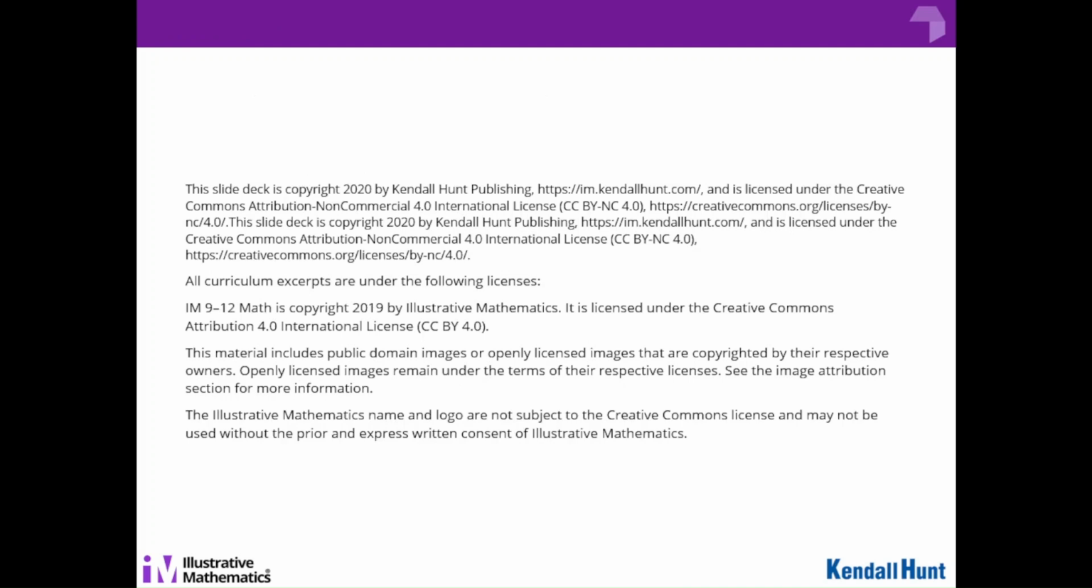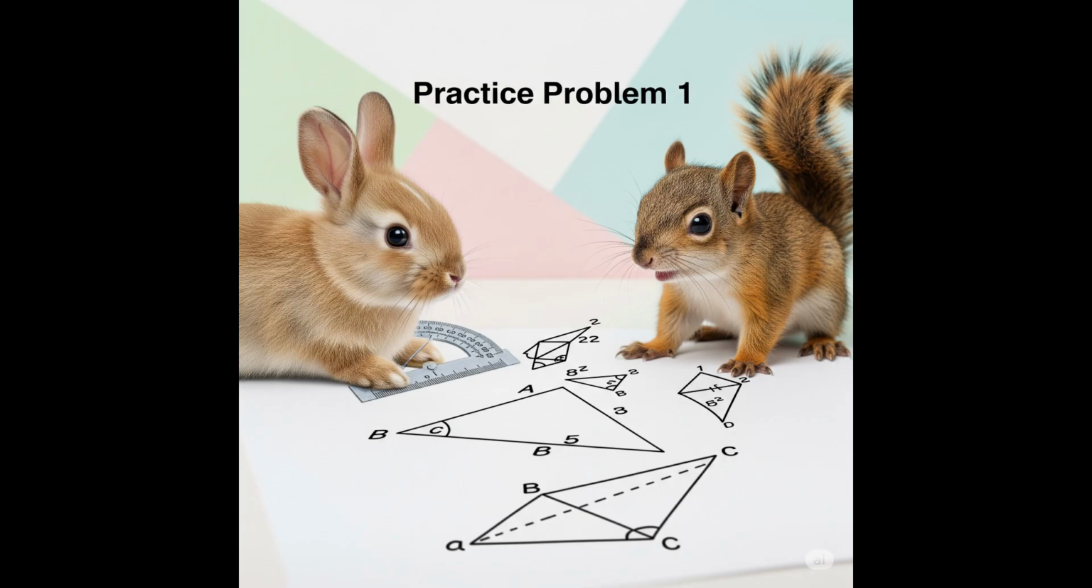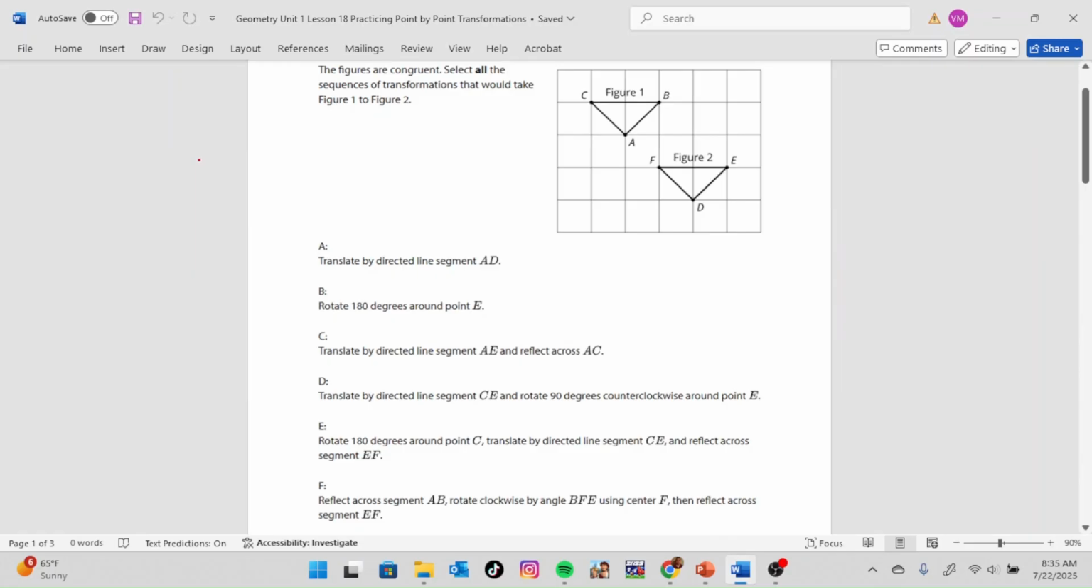Now that we've gone through the introduction, let's go ahead and take a look at the practice problems. Practice problem number 1. The figures are congruent. We have figure 1 and figure 2. Select all the sequences of transformations that would take figure 1 to figure 2.